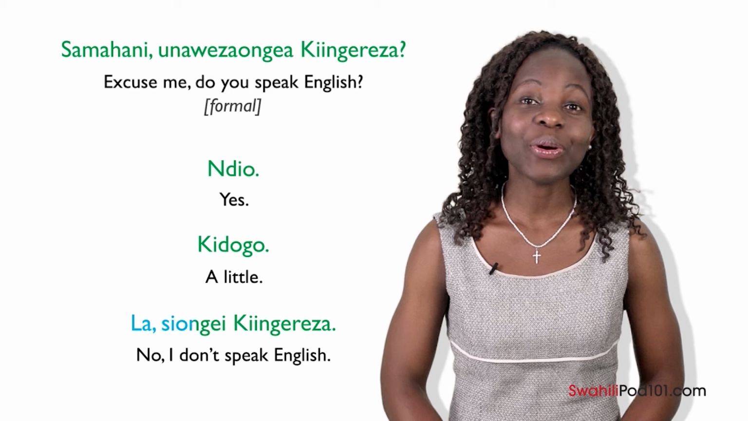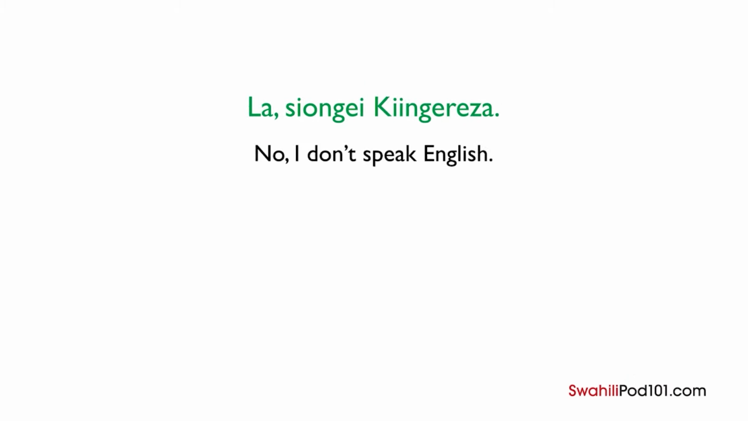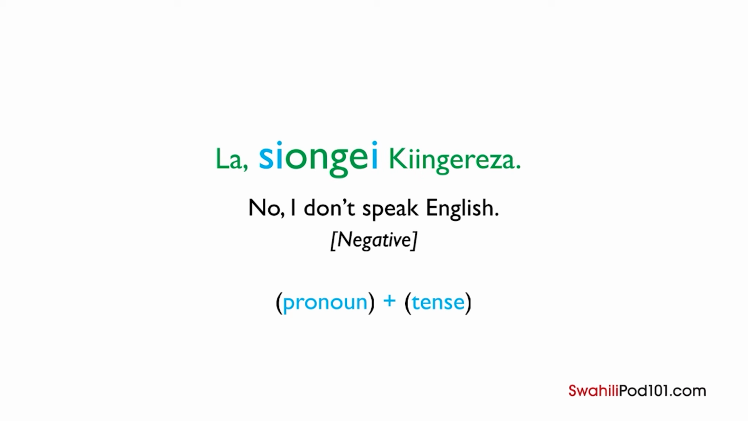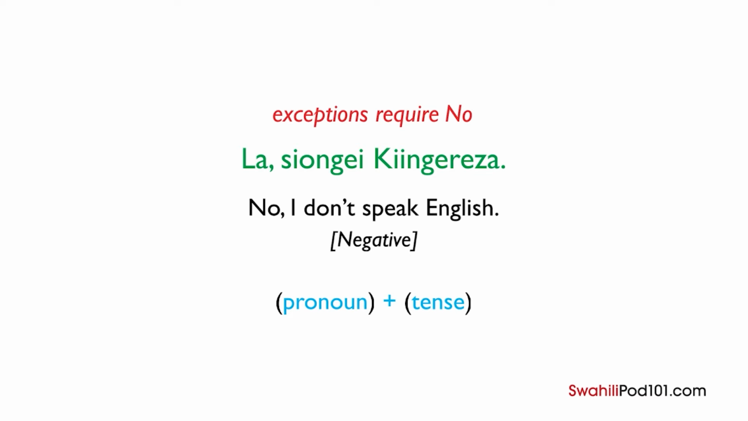Since la siongei Kiingereza is a negative statement, we need to say la first, followed by si before the verb, and an e at the end of the verb. Also note that the verb ongei is slightly different from ongea. This is because negating in Swahili depends on the pronoun and the tense. In this example, the first person prefix si is used before the verb, and the suffix e is used at the end of the verb. As you can see, negation in Swahili follows a particular pattern. Some negations, though, require the word no, but we will talk about this in a later lesson.